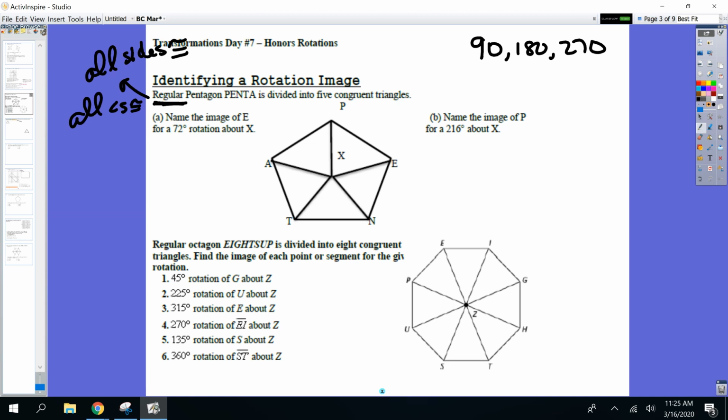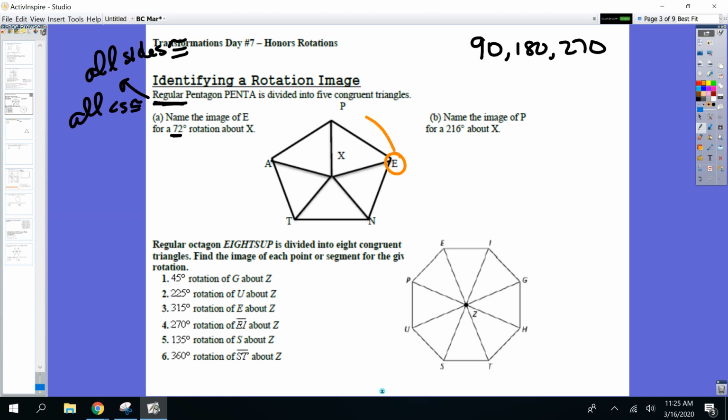Now here's the thing. You look at part A, it says name the image of point E for a 72. Now I don't have a rule for 72. Maybe if you ask me 90, 180, or 270, but not for 72. So I'm asked to start at point E and rotate it 72 degrees around X. All right, well, let's think about this a little bit.